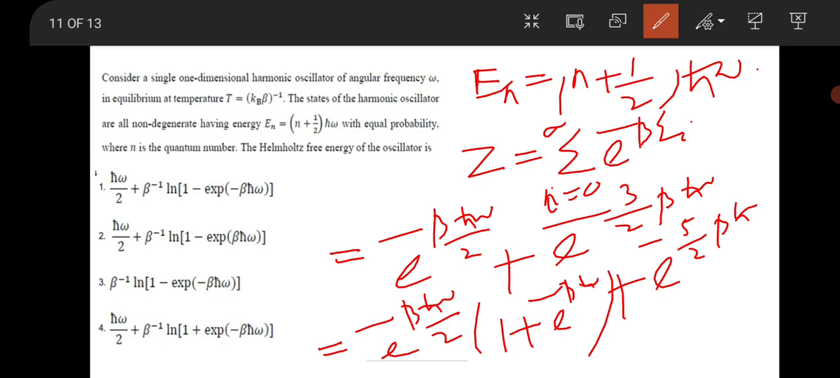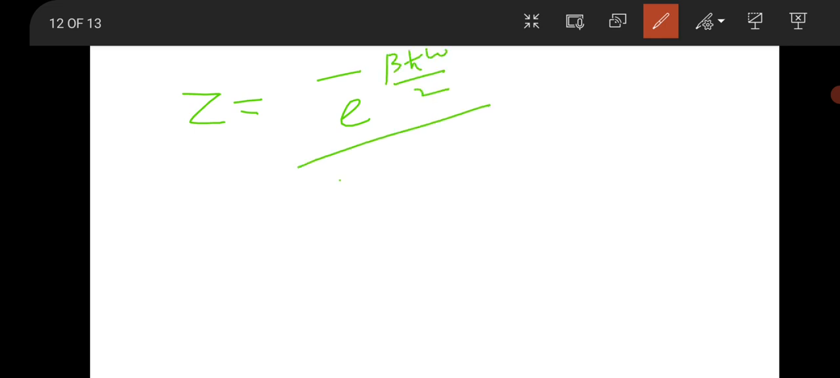So you will get the general partition function for the one-dimensional quantum harmonic oscillator as e to the power minus beta h-bar omega by 2 over 1 minus e to the power minus beta h-bar omega. This step is very crucial.